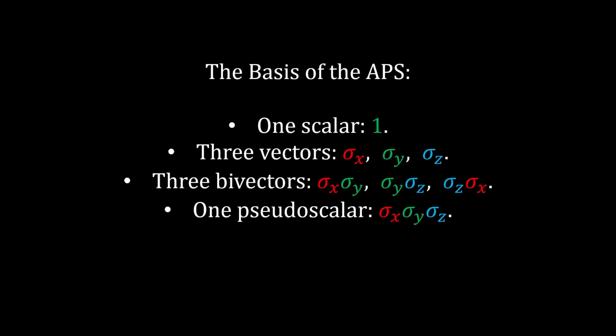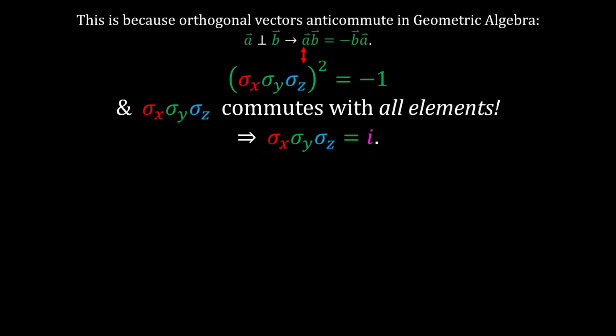The APS has 8 basis elements: 1 scalar, 3 orthonormal vectors, 3 orthonormal bivectors, and 1 pseudoscalar, also called a trivector. Notice that the bivectors are just the product of 2 basis vectors, and the trivector is the product of all 3 basis vectors. Also, it should be noted that the vectors square to +1. Now, the unit pseudoscalar squares to -1 and commutes with all elements of the algebra, so it is equivalent to the imaginary unit. As such, it is labeled I.